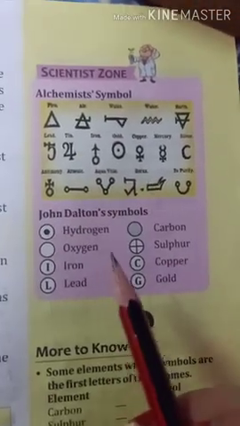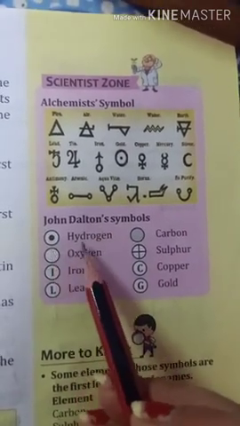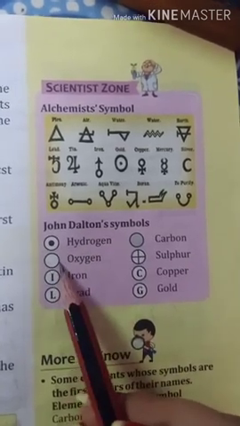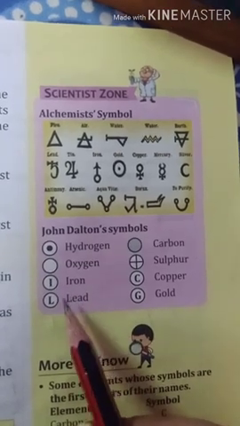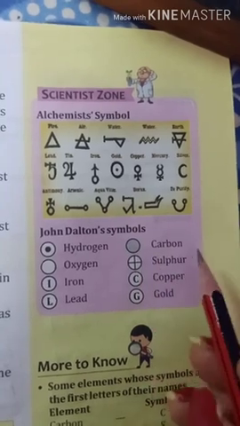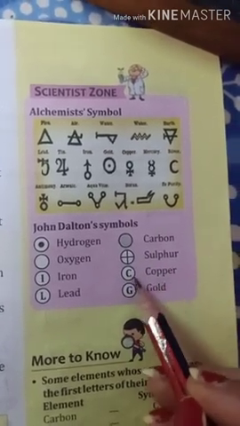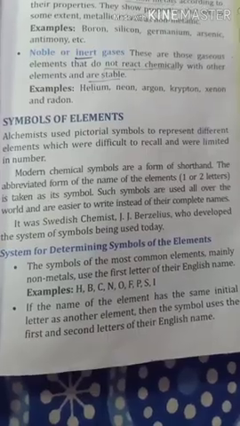After that, symbols for some elements were given by John Dalton. For example, the symbol for hydrogen is a circle with a dot, for oxygen it is a circle, and for iron it is a circle with I. For lead it is a circle with L, and for carbon it is a circle. Then for sulfur it is a circle with a plus, for copper it is a circle with C, and for gold it is a circle with capital G.